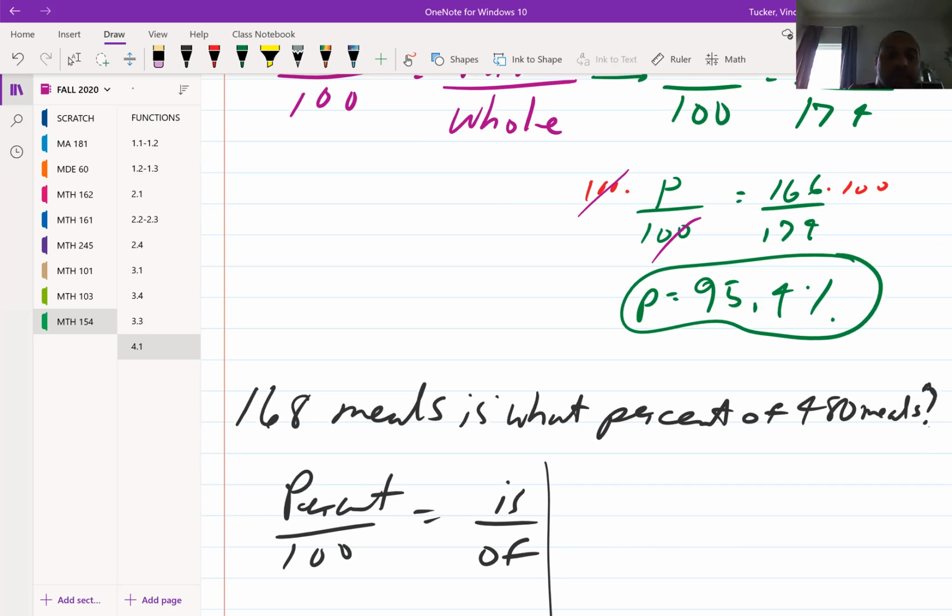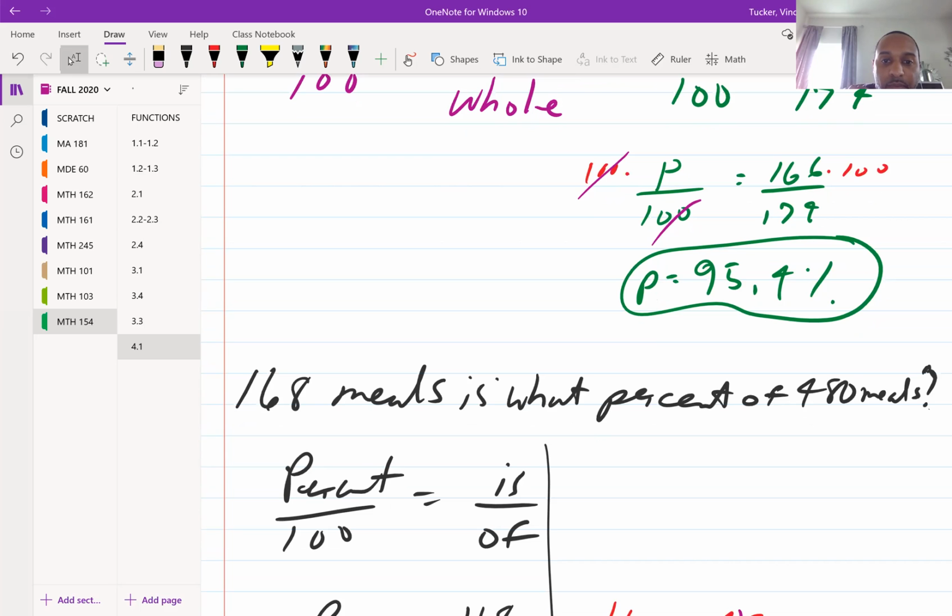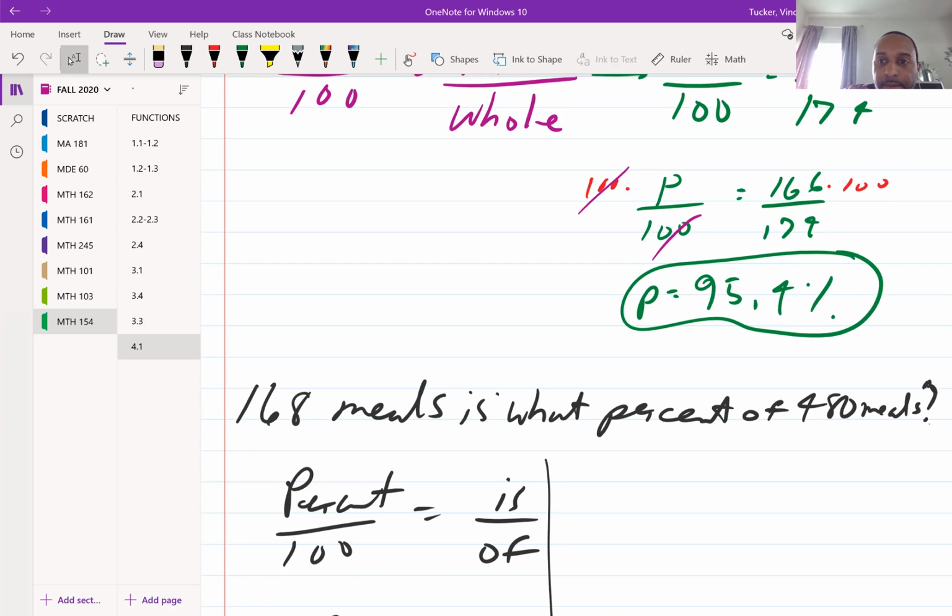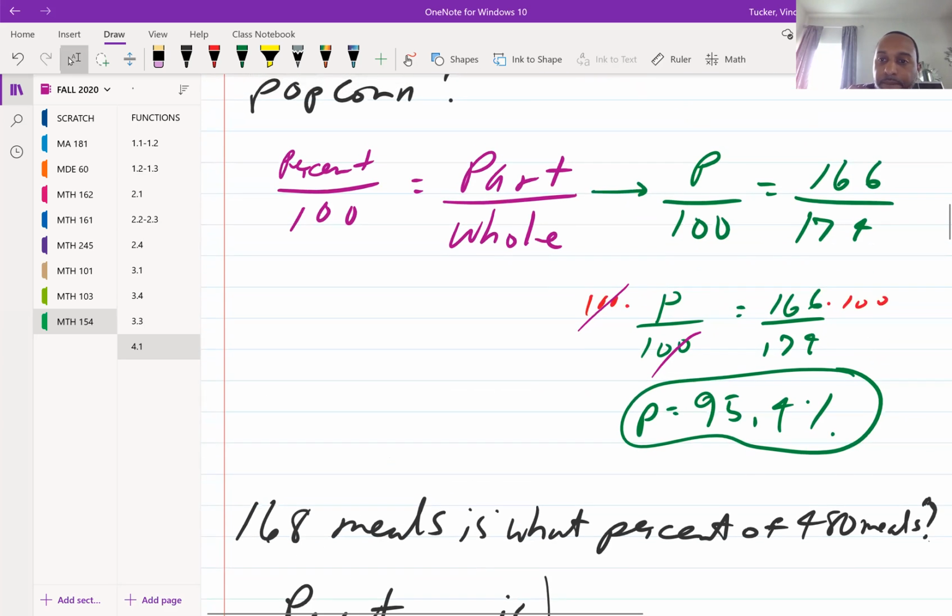Excuse me, yes, I do have a question on the last one you did. How did you get P equals 95.4? How did you do the P divided by 100 equals 166 divided by 174? So now, are you talking about longhand or just by using the calculator? Longhand. Because when I do it, I normally do the cross multiplication. Okay, now it's the same process.